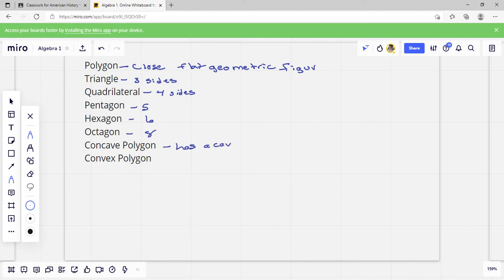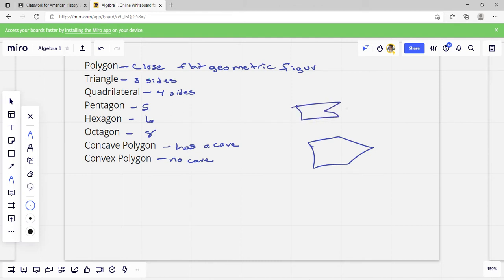And I'll show you what that means. So if you have a figure that looks like this, but then it jags in like that, there's the cave. Okay, so there's a cave in it. That means it's concave. Convex means it doesn't have a cave. Okay, so that would just be a regular figure with no cave in.